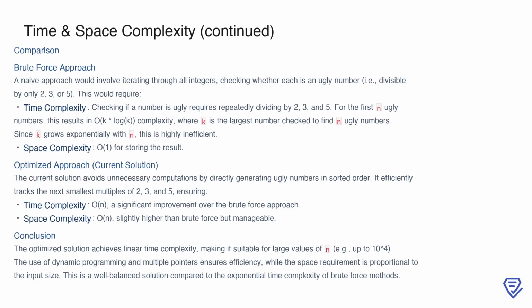By contrast, our optimized solution avoids unnecessary computations and directly generates ugly numbers in sorted order. With a time complexity of O(n) and a space complexity of O(n), it is vastly more efficient for large inputs. The use of dynamic programming combined with multiple pointers ensures that we achieve linear time complexity while keeping the space requirements proportional to the input size. This makes the optimized solution a well-balanced and scalable alternative to the brute force method.